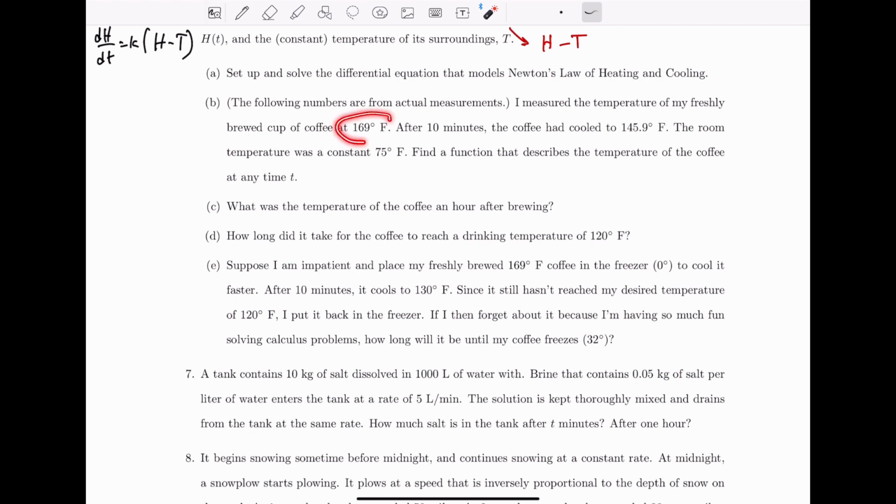We'll call this H sub 0. And after 10 minutes, I measured the temperature of the coffee and found that it cooled to 145.9 degrees. The room temperature was 75 degrees Fahrenheit. It was a little bit warm. But nonetheless, we can use all these values to find actual values in the function that we just solved for, Newton's law of heating and cooling. And we'll find a function that describes the temperature of the coffee at any time t.